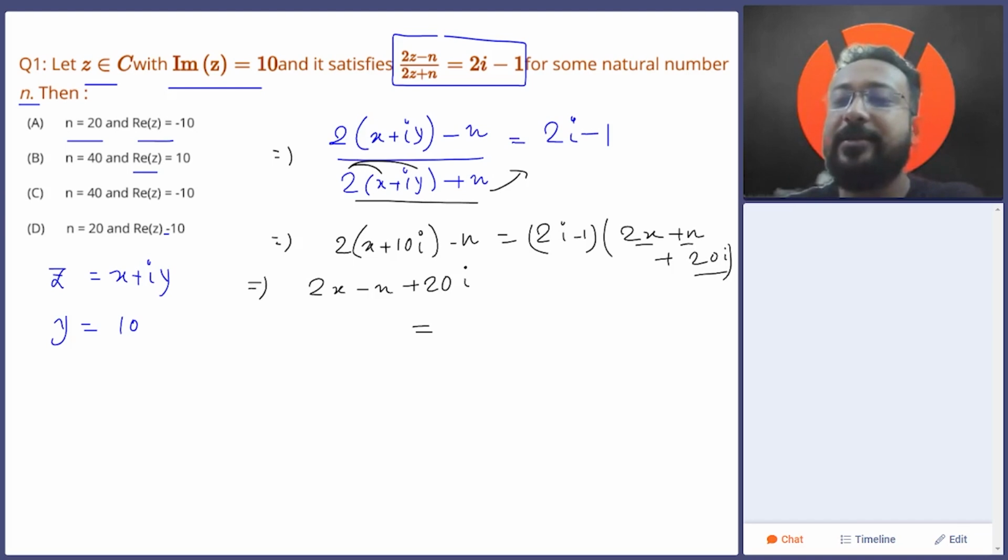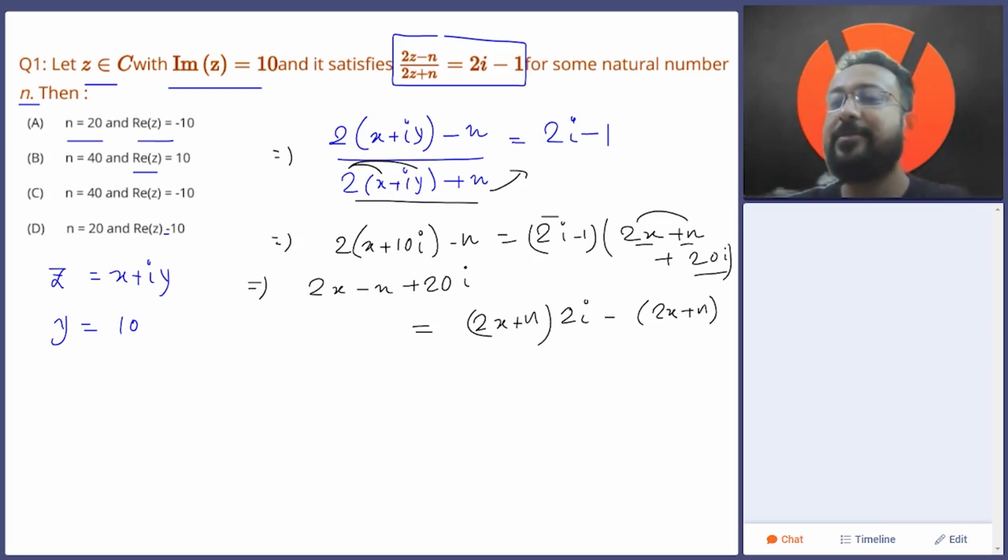The right hand side will be, if you multiply 2x plus n into 2i, so 2x plus n whole into 2i, correct? Minus of 2x plus n into 1. Yes. Plus 20i into 2i will be minus 40, minus 20i.